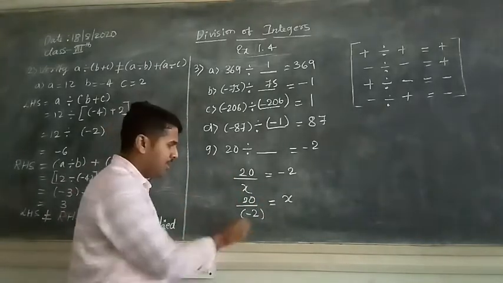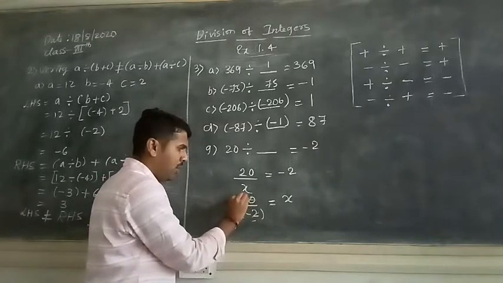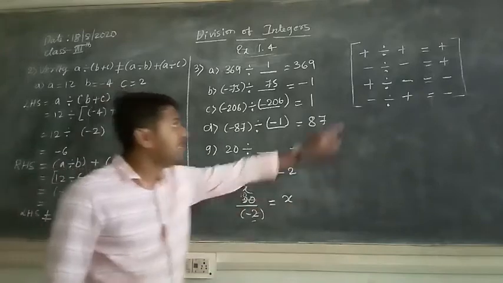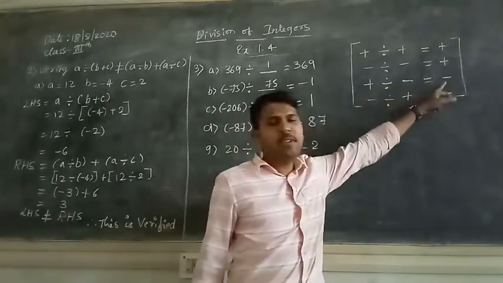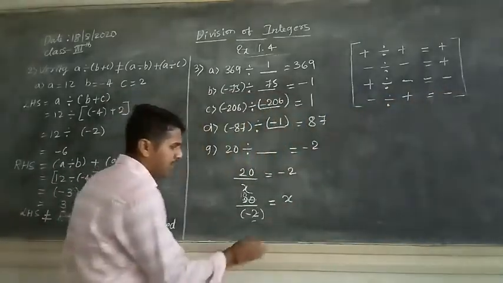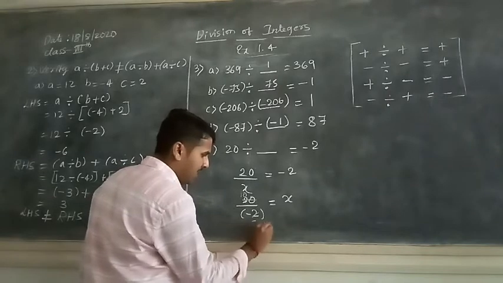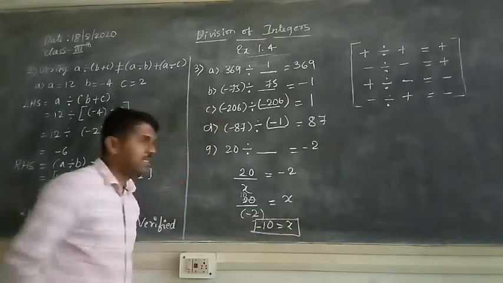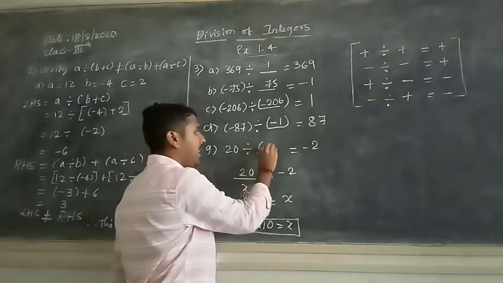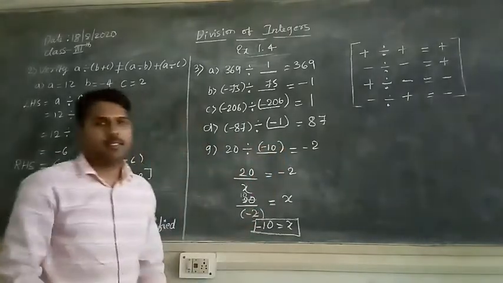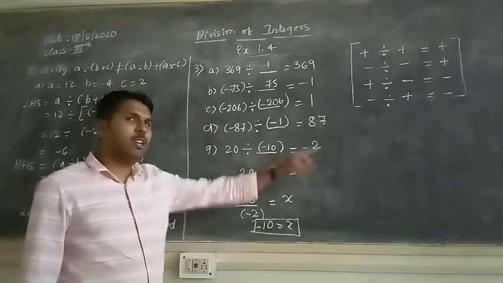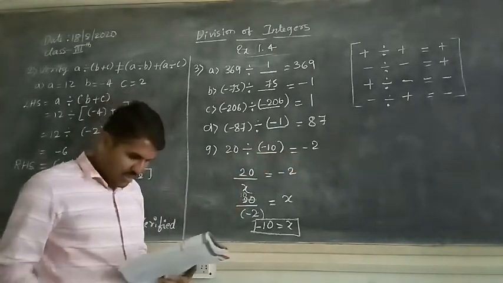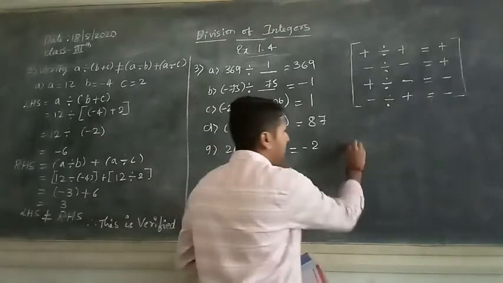Now solve this one. 2 ones are 2, 2 tens are 20. Okay, and plus divided by minus. Plus divided by minus value is minus, no. So x value is minus 10. So what is the answer here? Minus 10. 10 twos are 20. Plus divided by minus is minus. Okay. Next, last one, h1.